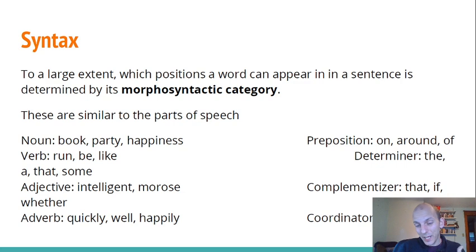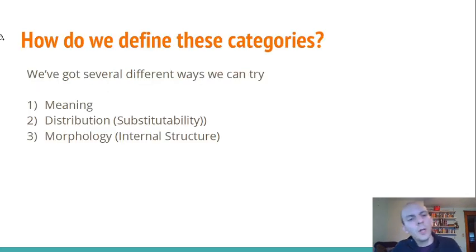We'll find that there are 3 ways, roughly, that we can try to define a morphosyntactic category of a word. We're going to be looking at using semantics, meaning itself. We're going to be looking at distribution, where it fits within a sentence, as actually part of its defining characteristics. And then we're going to look at morphology, looking at the internal structure and what affixes can actually attach to a word as a way of possibly defining or categorizing different words into different morphosyntactic categories.